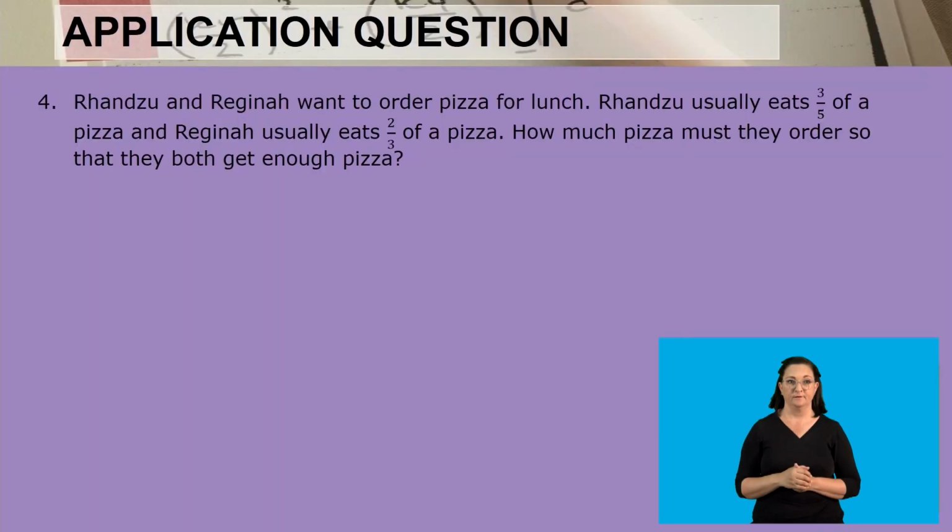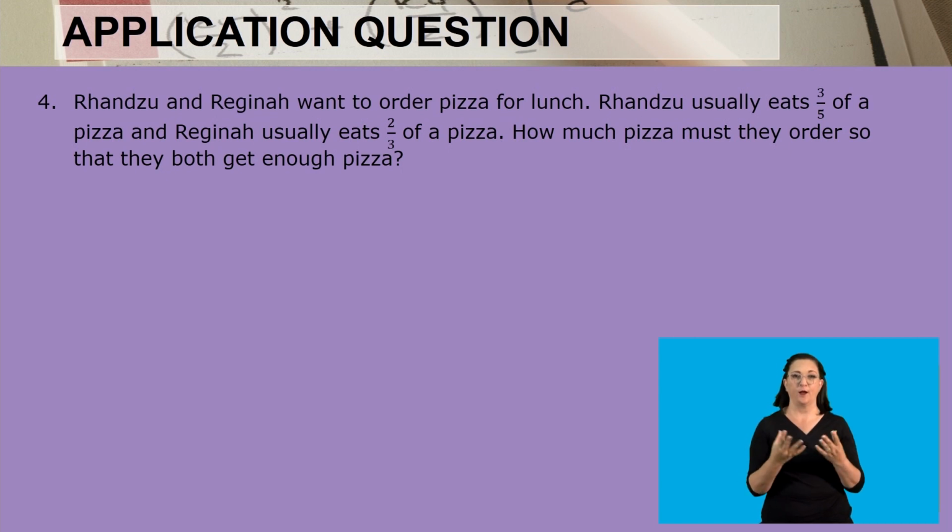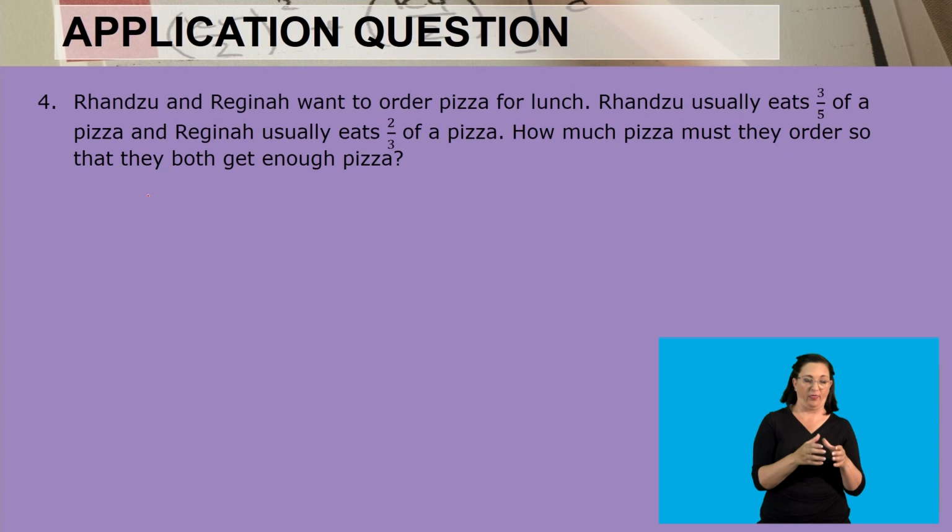Here we have Ranzo and Regina want to order pizza for lunch. Ranzo usually eats 3/5 of a pizza and Regina usually eats 2/3 of a pizza. How much pizza must they order so that they both get enough? So for us to find out how much pizza they must order, we need to know how much they eat put together. So that is simple. That is just an addition question.